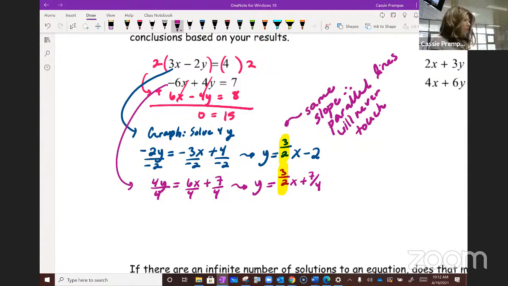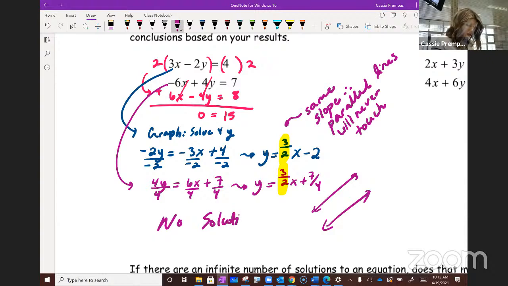So if I'm looking for a point that makes both of these equations true, will there ever be a point? No. So what does that mean? What should my answer be? No solution. Now here's what I want you guys to see.